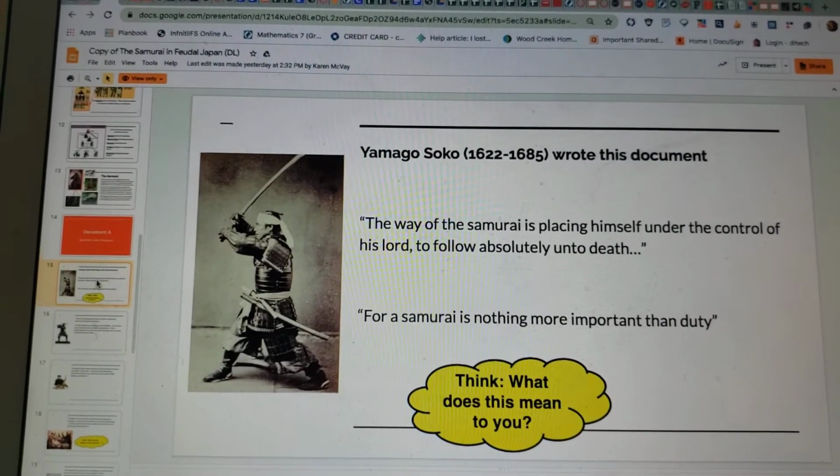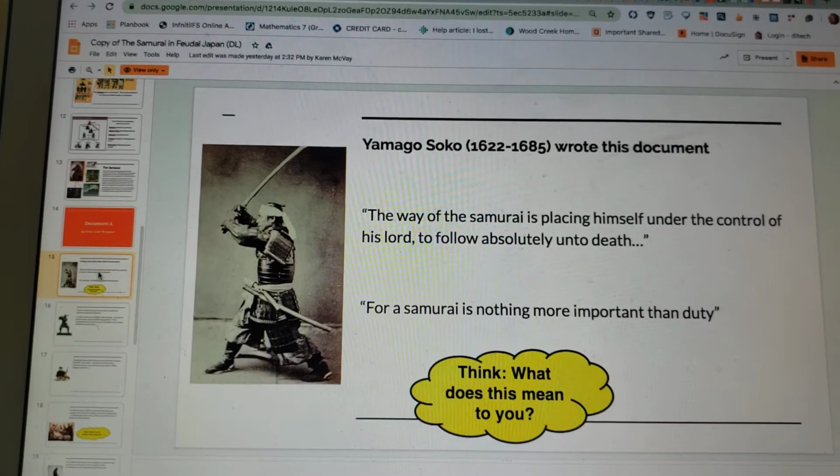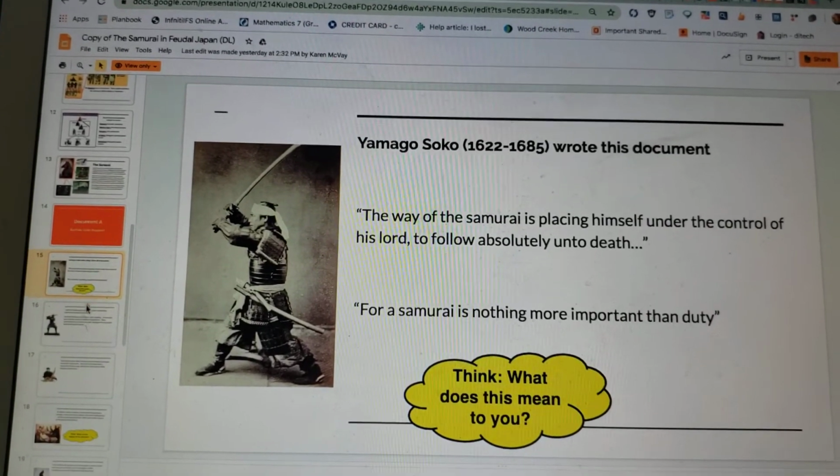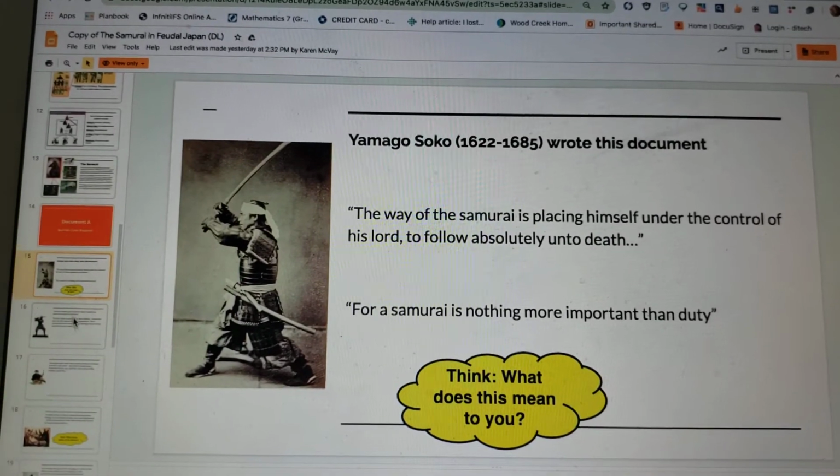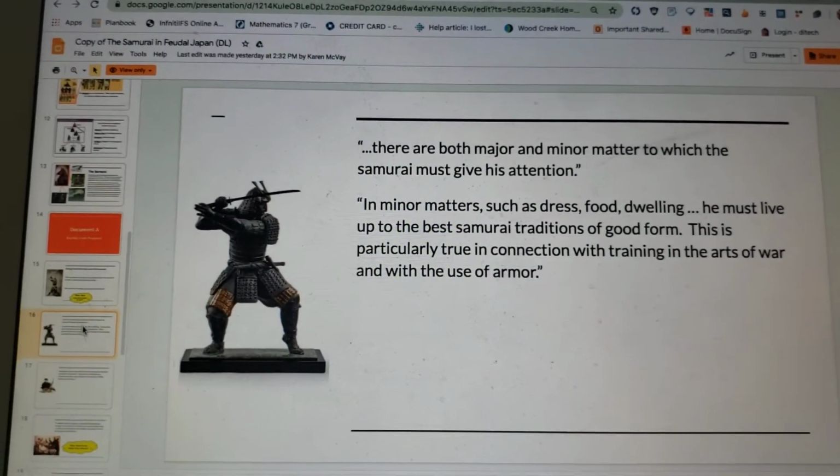So take a moment, pause the video, and think, what does this mean to you? For a samurai, nothing is more important than duty. Now turn the video back on.